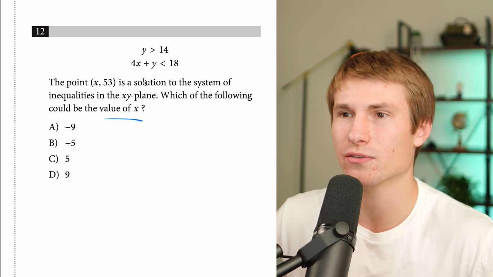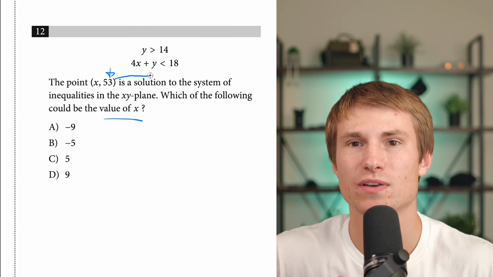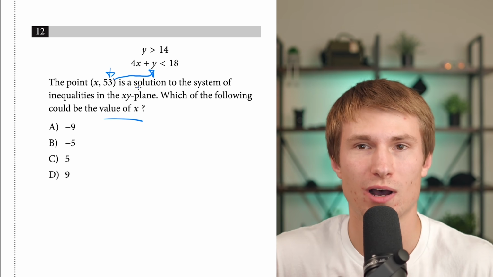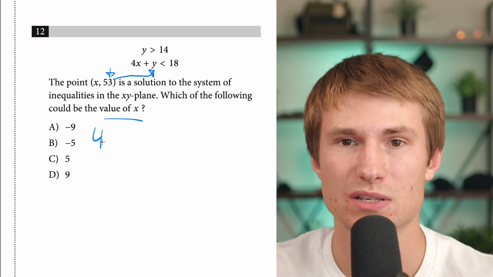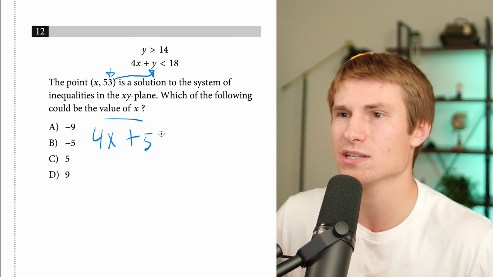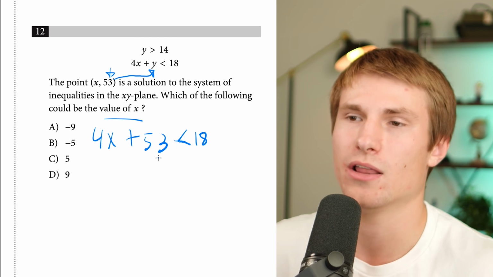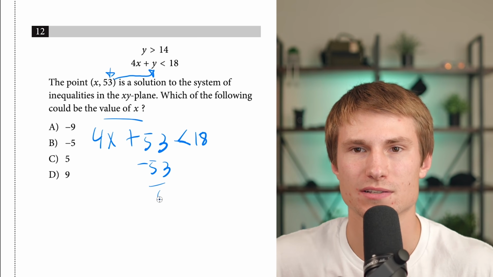So in this case, we need to solve for x, and we already know that this point is a solution. So what we're going to do is take this 53, which is a y value, and plug it in for y. Pretty simple on how we're going to set this up. It's going to end up being 4x plus 53 must be less than 18. Okay, now that we've got this set up, let's go ahead and isolate x and solve for it.